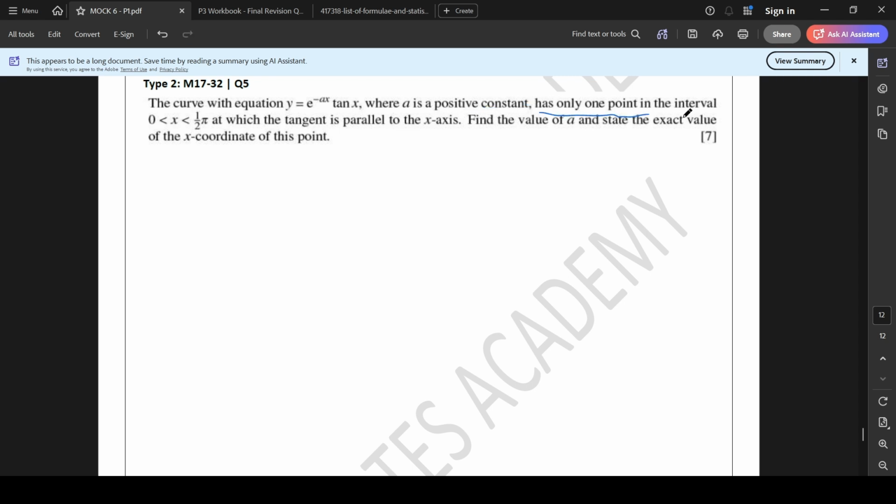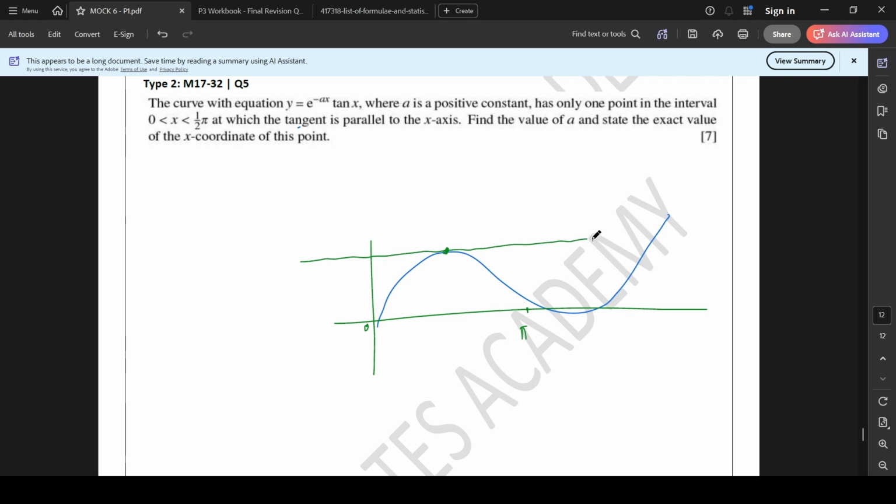And this is going to have only one point in the interval of 0 to pi by 2 at which the tangent is parallel to the x-axis. So there might be a curve like this. We don't know how exactly the curve is going to look like, but we can still take an idea. Let's say over here somewhere is 0, over here somewhere it is pi, and in between that there is only one point where the tangent to the curve is parallel to the x-axis, which means the gradient of the line is equal to 0. So from here what I can do is differentiate this equation and say that it is equal to 0, because gradient is nothing but your dy/dx. So this is the initial idea that I'm having.